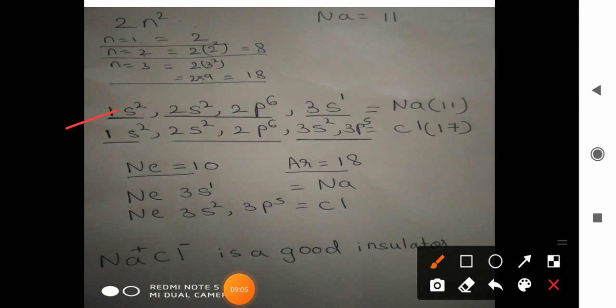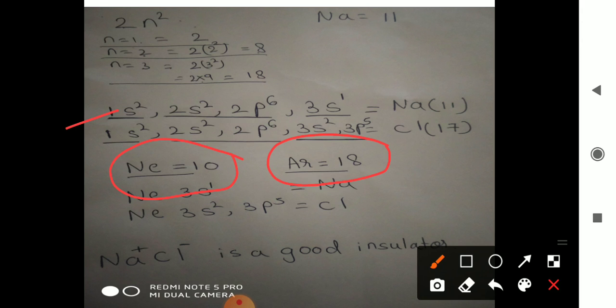This is our electronic configuration of sodium, that is 1s2, 2s2, 2p6, 3s1, and the chlorine configuration is 1s2, 2s2, 2p6, 3s2, 3p5. This we already studied in our school as well as in our PU also. So the neon atomic number is 10 and the argon atomic number is 18. So sodium now acts like neon and chlorine now acts like argon.